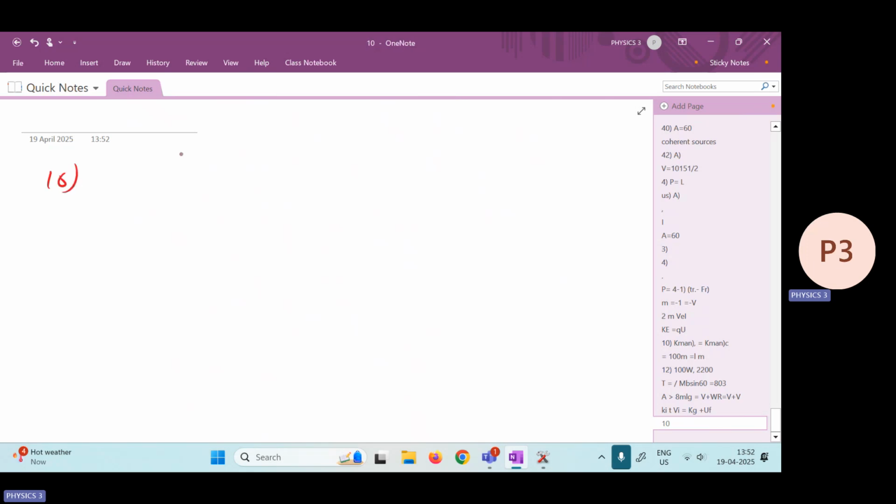The 16th question. In the 16th question, we are given an AC source of 100 volt VRMS connected to the given AC circuit. Find the maximum value of the current in the circuit. Okay, so IRMS we can write is VRMS upon Z. VRMS we have given is, sorry, it was 100 pi volt.